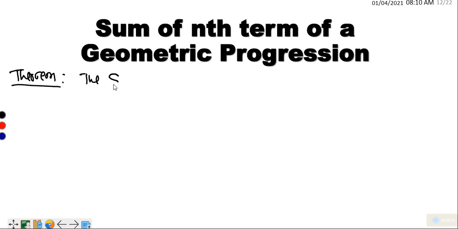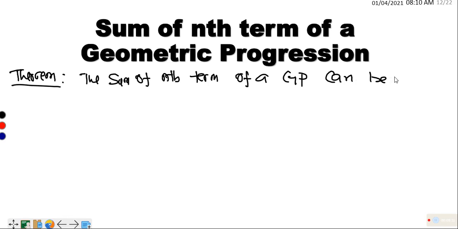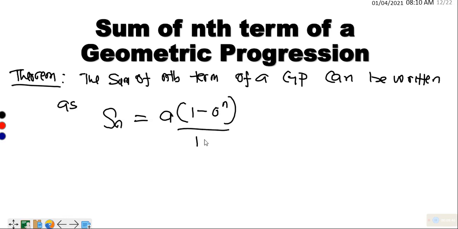So the sum of nth term of a GP can be written as Sn equal to a into 1 minus r raised to power n all over 1 minus r, and this here r is not equal to 1 and r is less than 1. Okay, so when r is less than 1, use this formula.